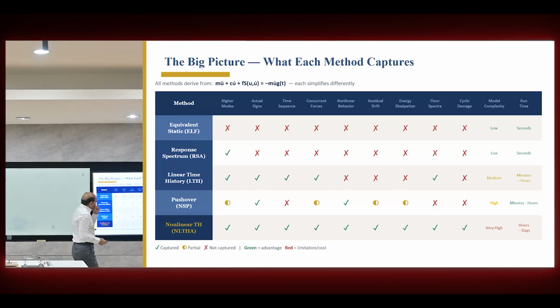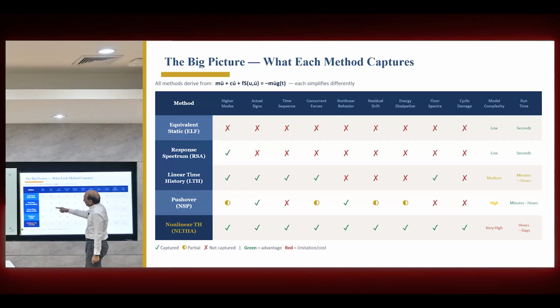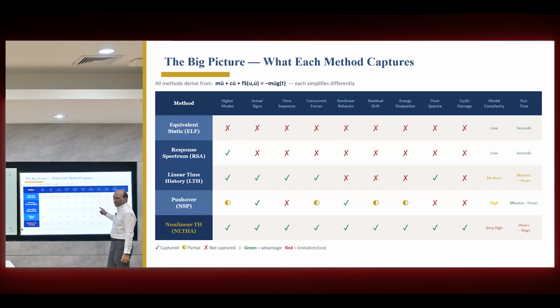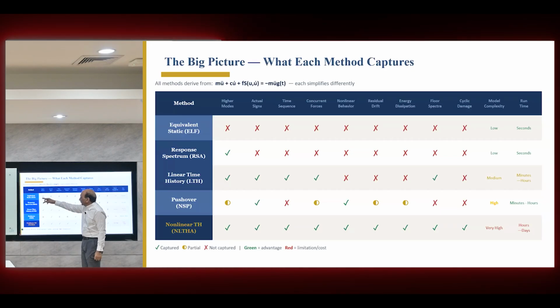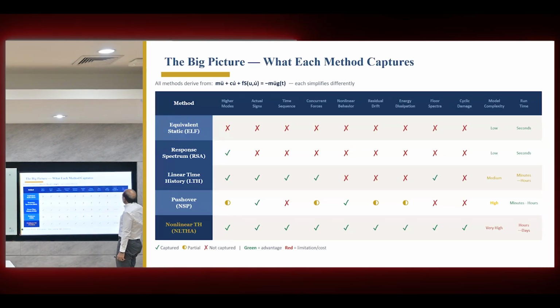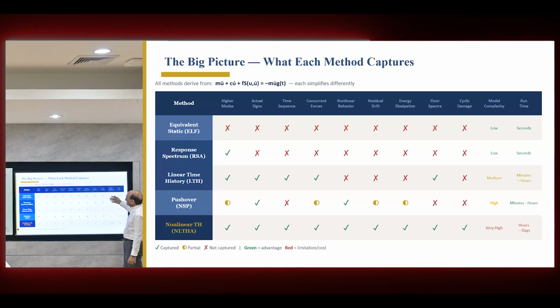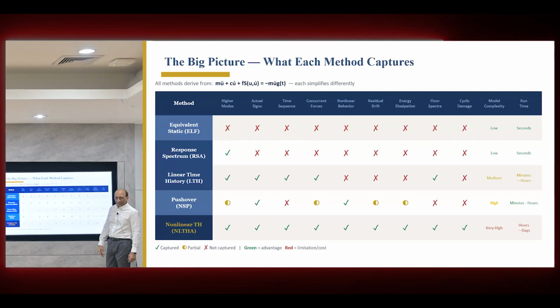Okay, so let's look at this. First of all, you can read the table vertically, or you can read the table horizontally. For example, higher mode effects: who takes care of it and who misses it, right? Similarly, equivalent static, what does it do? What does it miss? It doesn't do much in terms of the advanced things. It just does the minimum.